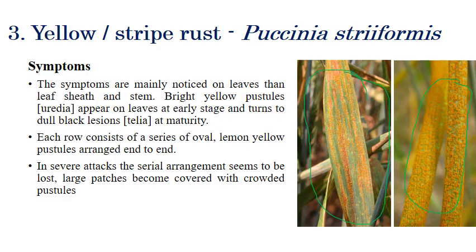Each row consists of oval or lemon shaped yellow colored spots which are arranged in rows. We can see here the arrangement of spots in rows from starting to ending. In severe cases, what will happen? Large patches become covered with crowded pustules. Here we can see the severe cases. In severe cases, we can't see the small oval or lemon shaped spots; the large patches become covered with crowded pustules.